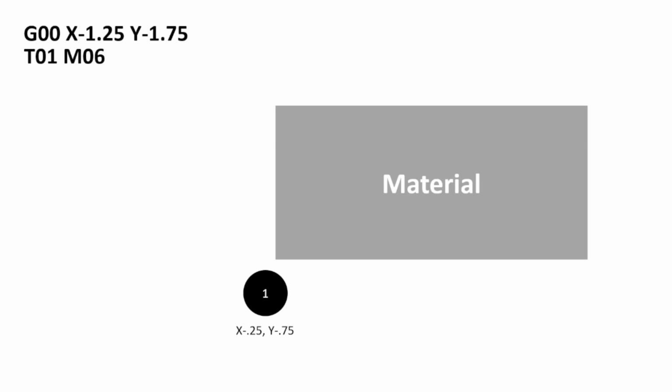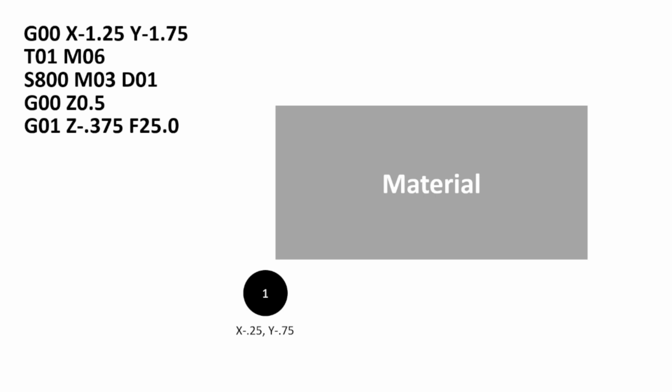First, we would call up the tool. Next, we turn on the spindle, and here we can also call up the diameter offset. Notice D01. We can now send the tool to a safe Z location. Now we can send the tool down to its cutting position in Z. Now we can send the tool to position 1 using G42.